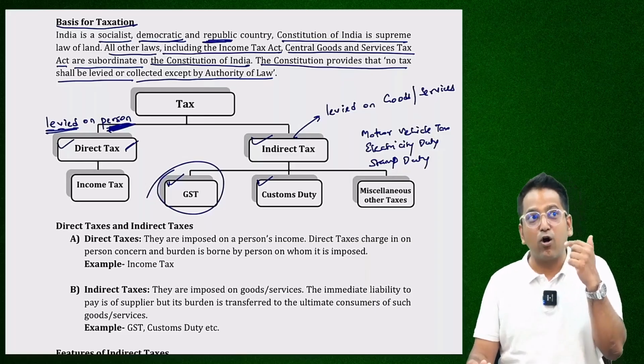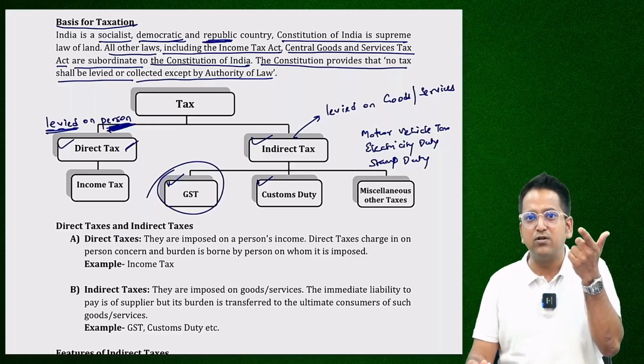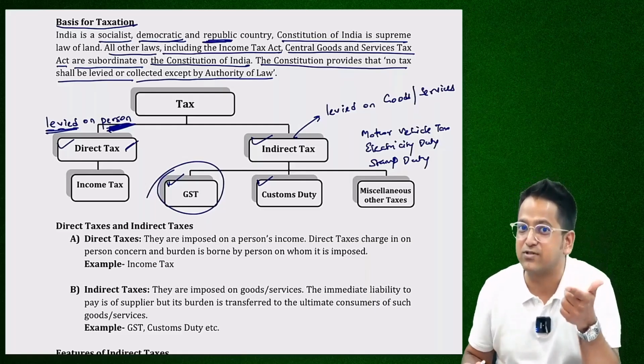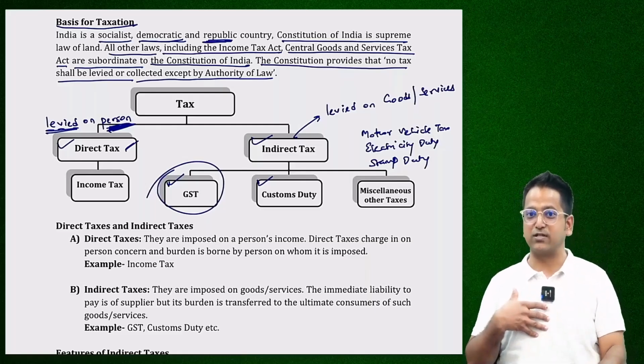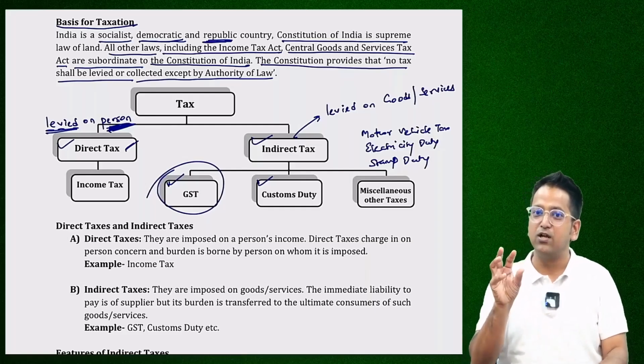And who pays these taxes to the government? The one who sells these goods and services. Since we are the consumers, we would pay the taxes to the person from whom we have procured the goods and services, the seller. We will give it to them and they will give it to the government. Please remember this entire system.